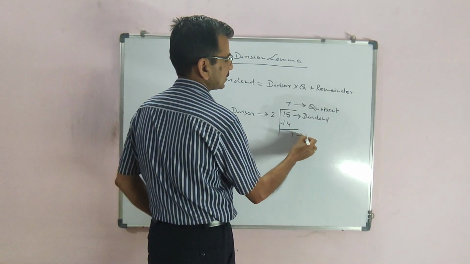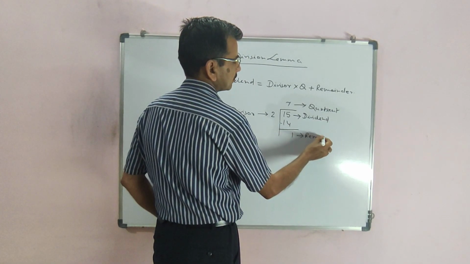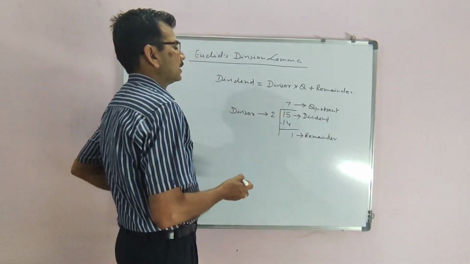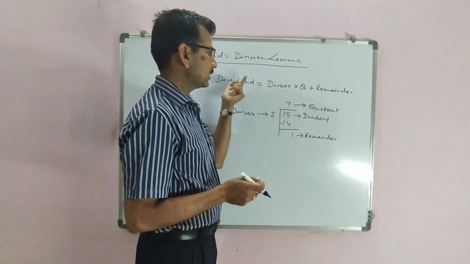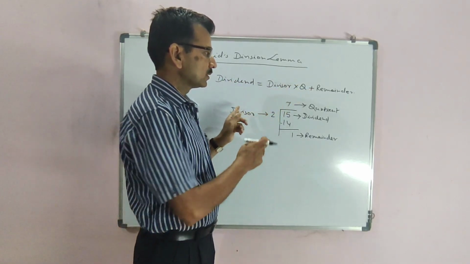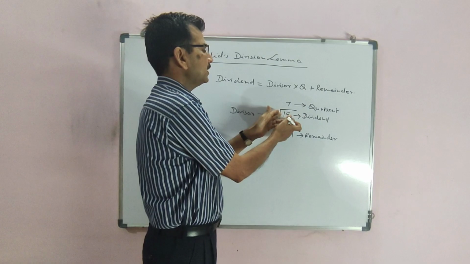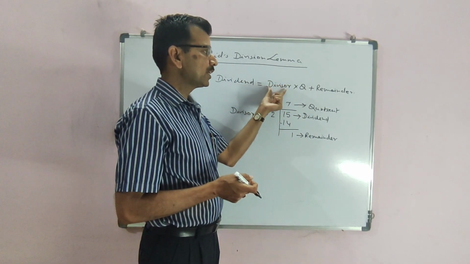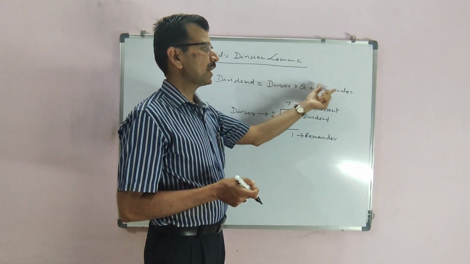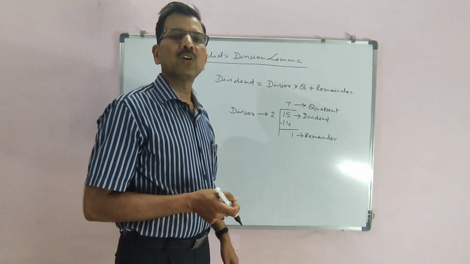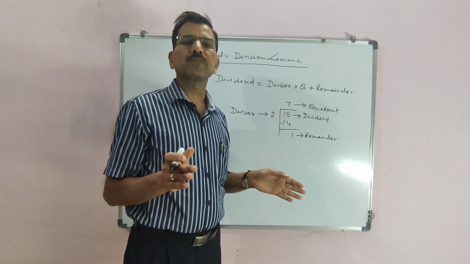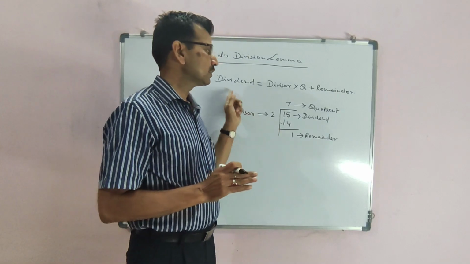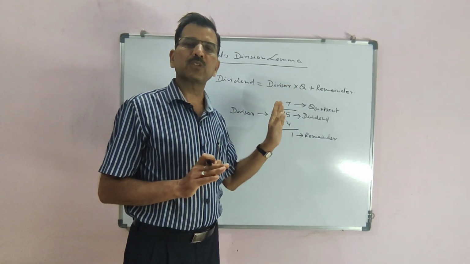And this is the remainder. Okay, this all of you are knowing. Now here this relation shows that the dividend is the sum of the product of divisor and quotient and remainder. Okay, this is always true. No doubt, it is always true. When we do the process of division, this relation we find it is always true.